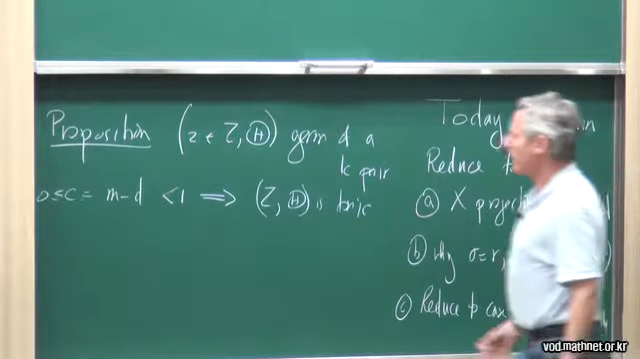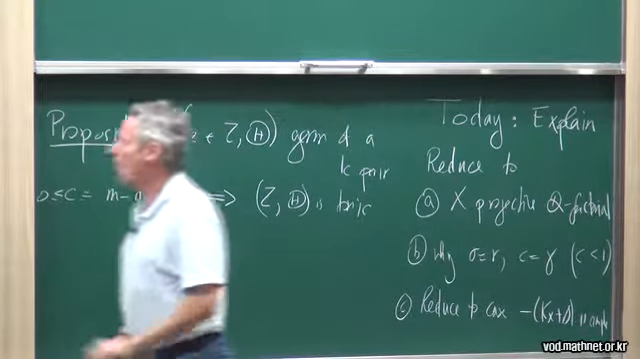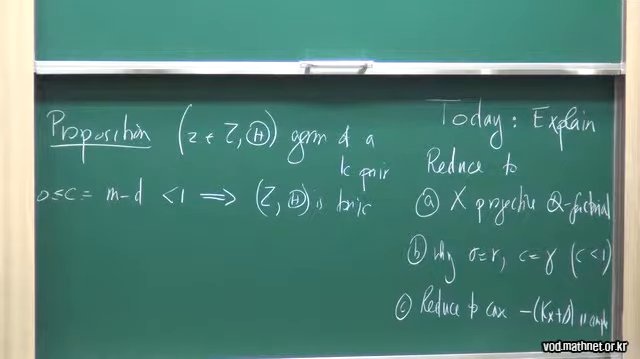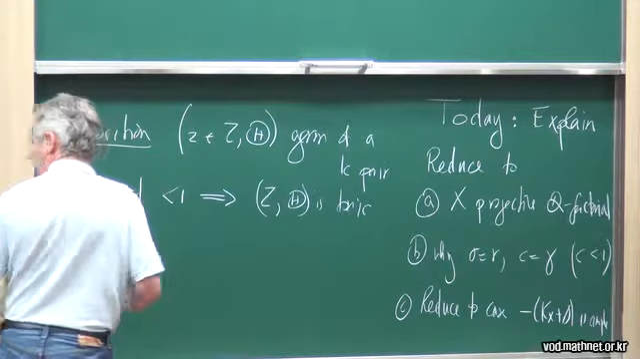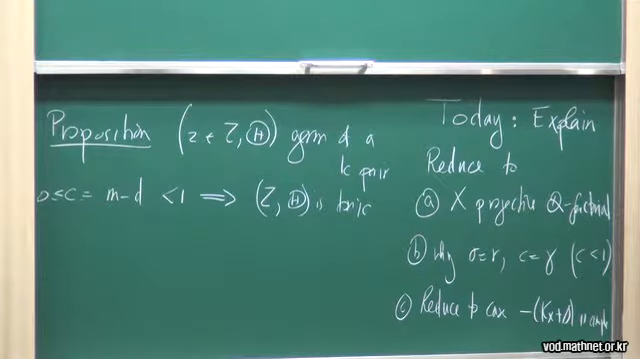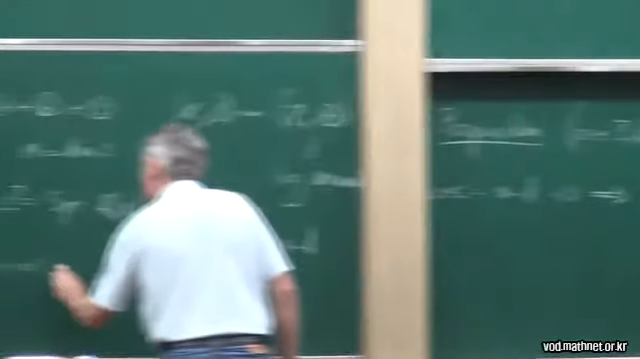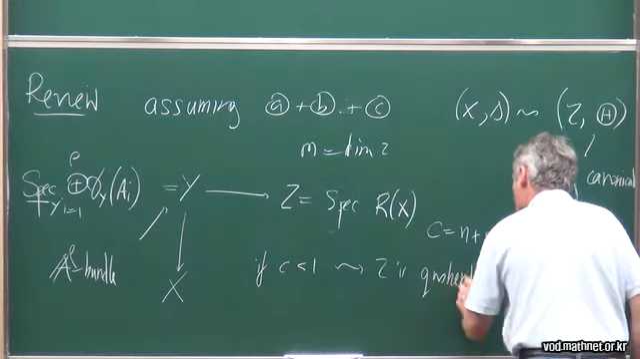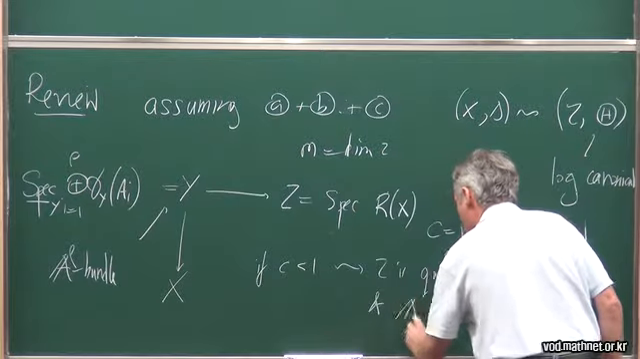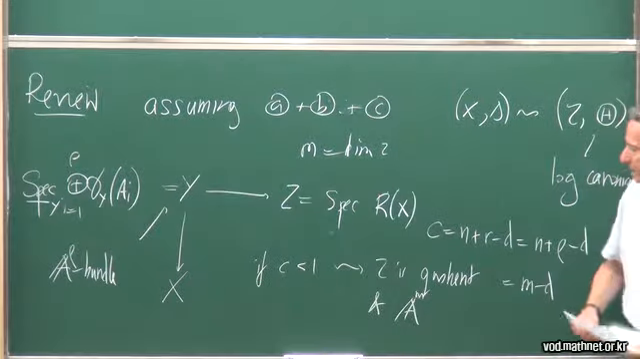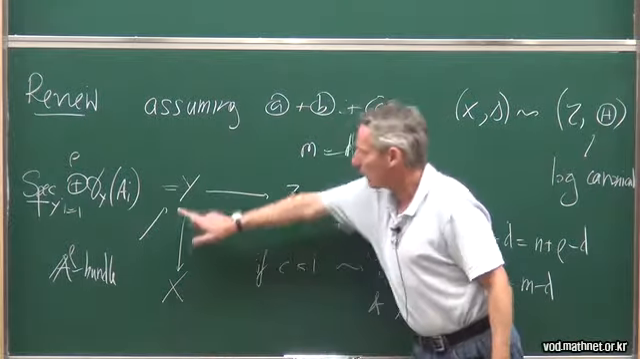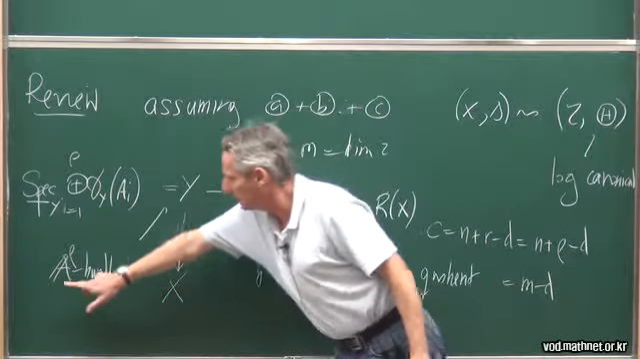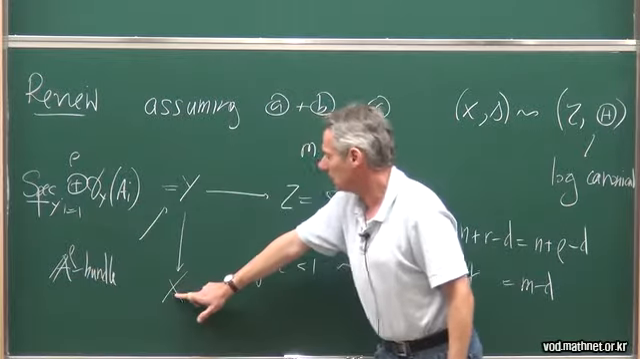So let me point out the... and then the other thing to realize is that that's enough, because then this is so if c is less than 1, then Z is a quotient of A^m, but then you see X is a quotient by a torus, because it's just a GIT quotient, an AR bundle.